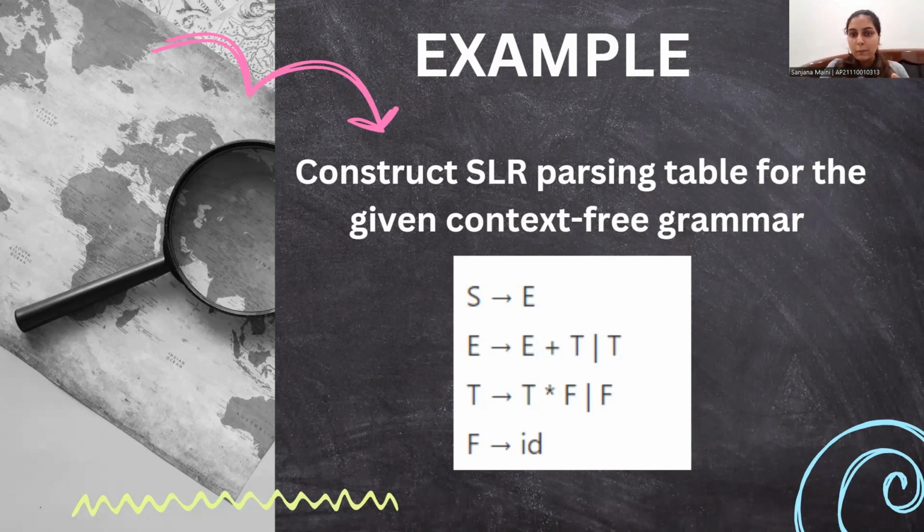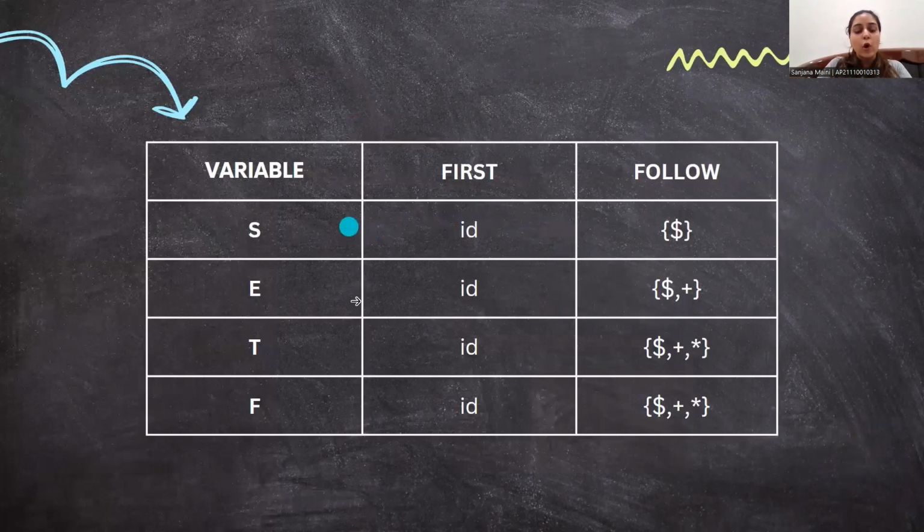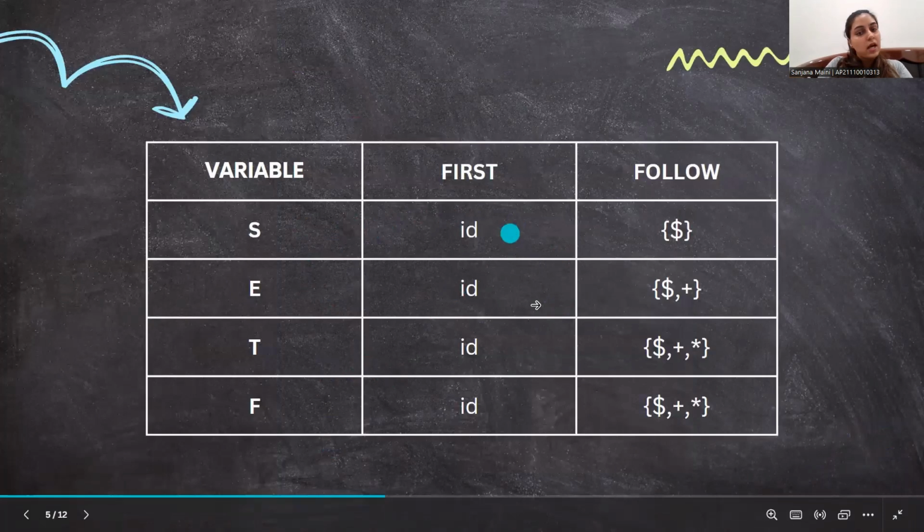First of S will be first of E, and the first of E is first of T, and the first of T is first of F, and first of F is ID. As we know, first of any non-terminal symbol or variable is always a terminal symbol, and here the only terminal symbol is ID. So as S depends on E, first of E is T, first of T is F, and first of F is ID. So basically the first of S will be ID. Similarly, first of E will be ID, first of T will be ID, and first of F will be ID. So here the first of all the four non-terminals or variables is ID.